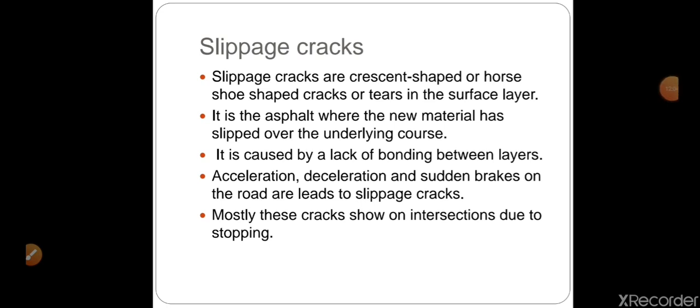It is caused by lack of bonding between the layers. Next, acceleration, deceleration, and sudden braking on the road lead to slippage cracks. Mostly, these cracks show at the intersection due to stopping, where you apply the brake more often. So, for that reason, you find more of this kind of crack at an intersection.